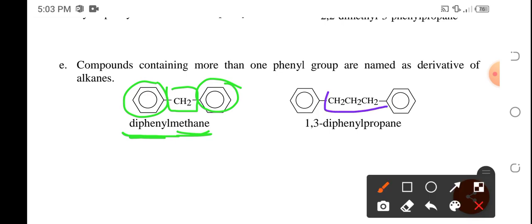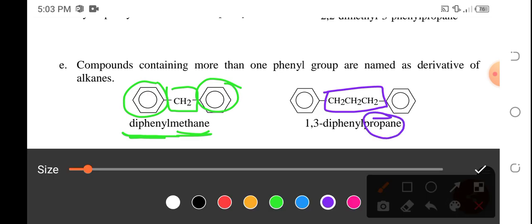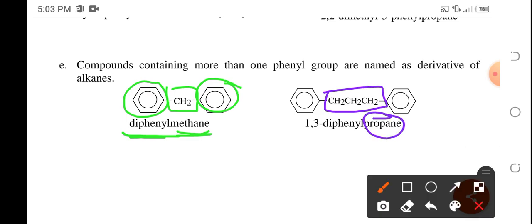The parent chain here is 3 carbon atoms, so that's propane. And on the first and the third carbon atom of that propane are phenyl groups. These are benzene rings that are treated as substituents, so that is 1,3-diphenylpropane.